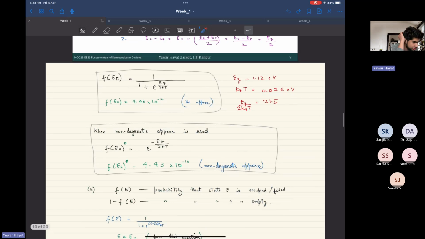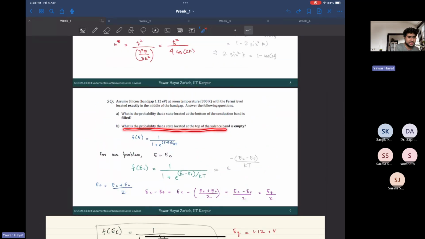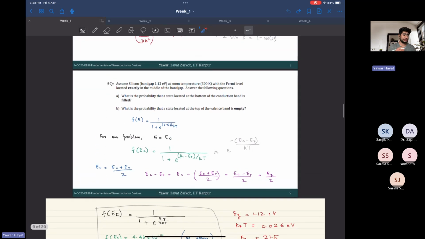So what should I teach next? Then there was part B. What is the probability that a state located at the top of the valence band is empty? So the probability that a state is empty is equal to 1 minus the probability that the state is occupied, right? In other words, it would be 1 minus f of v, the way we defined f of v, right?